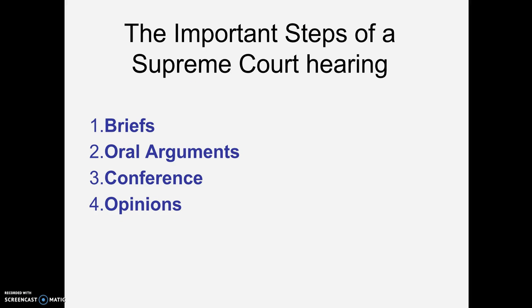Once the writ is issued and the Supreme Court has officially adopted the case, there are 4 main steps that each Supreme Court case goes through. The first step is briefs. The second is oral arguments. The third is conference, and the fourth is opinions. We're going to go through each one of these in turn and talk about some important details.